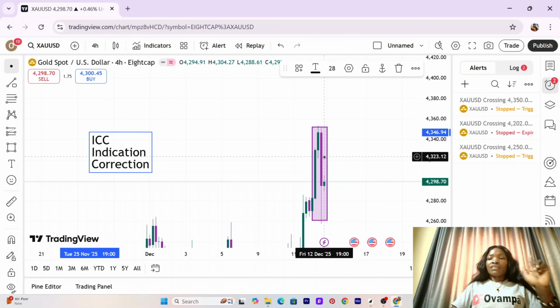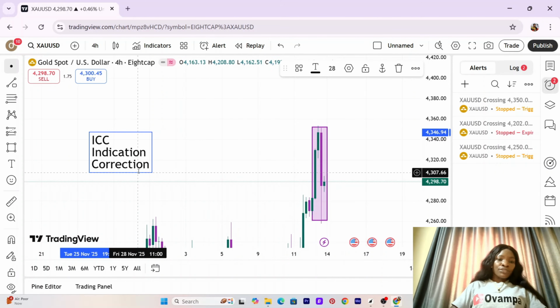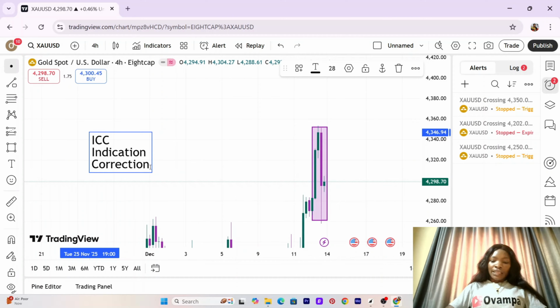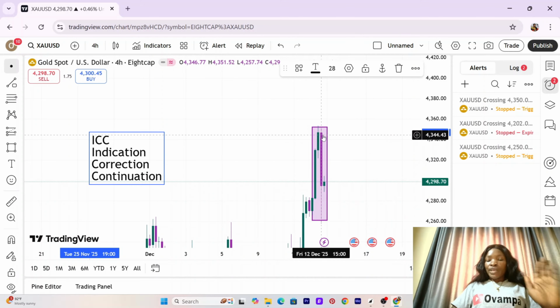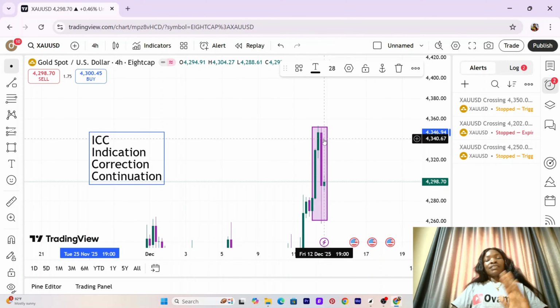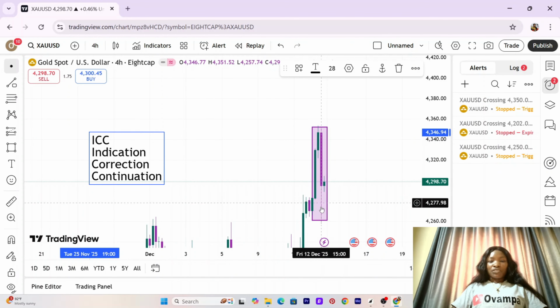But there's only one sign that will warrant you to think of buying, and that is where we have the third letter, which is called continuation. So for ICC: indication, correction, and continuation. You saw the indication, you were waiting, you are patient, because ICC teaches you to be patient. Meanwhile, shout out to Trace by Sai, because he's the one that brought us into all this ICC strategy.